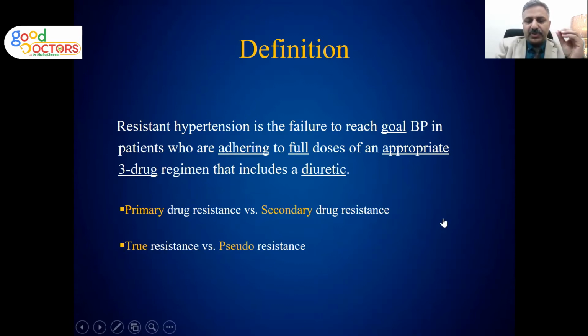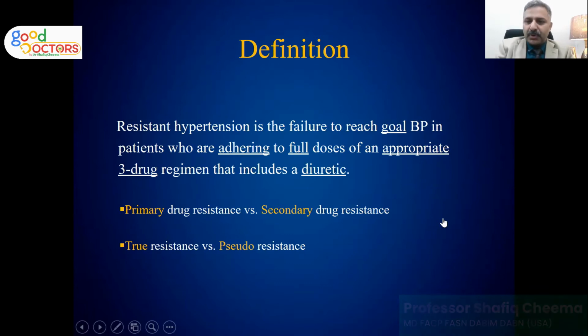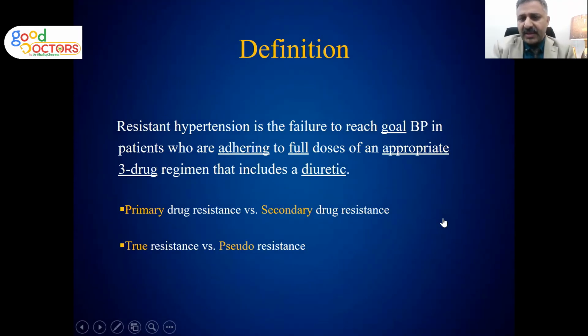So whatever the goal is, if you are trying to treat that with at least 3 medications and the patient is actually taking the medication at maximally tolerated dosages, and specifically the combination has to be appropriate, and that should include a diuretic. You can't be using 2 drugs from the same class and a low dose of diuretic and call it resistant hypertension, because that would be an inappropriate combination and inappropriate dosages.